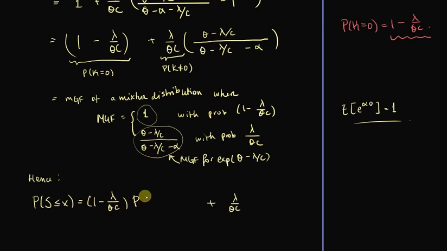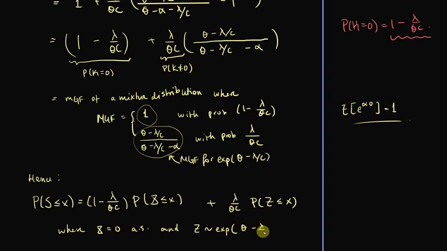It is the probability of X being smaller than or equal to x, and then plus lambda divided by theta c multiplied by the probability of Z being smaller than or equal to x, where X equals 0 almost surely, and Z is exponentially distributed with parameter theta minus lambda divided by c.